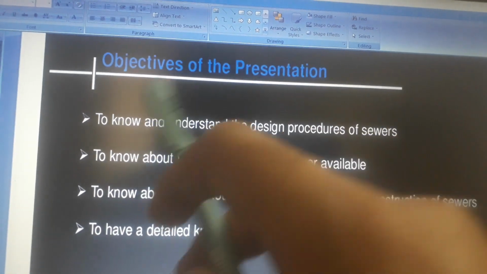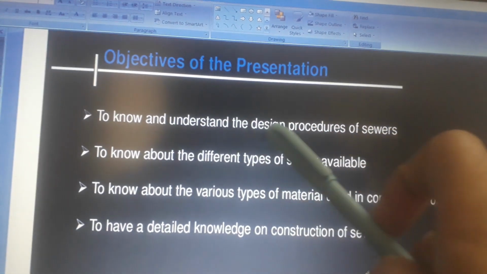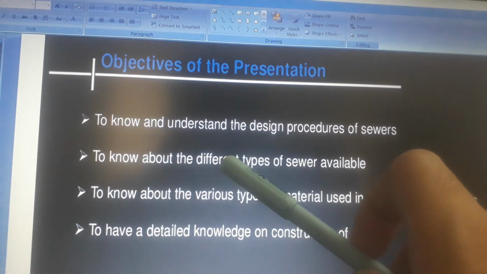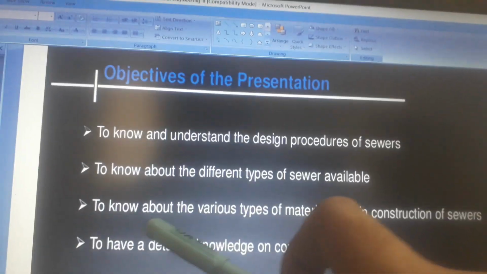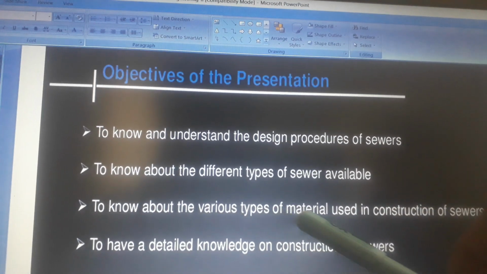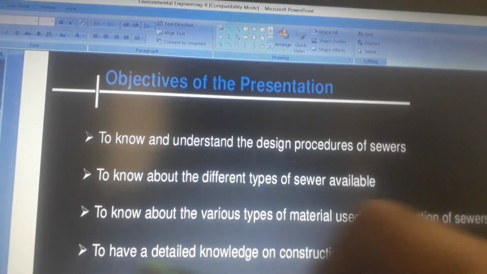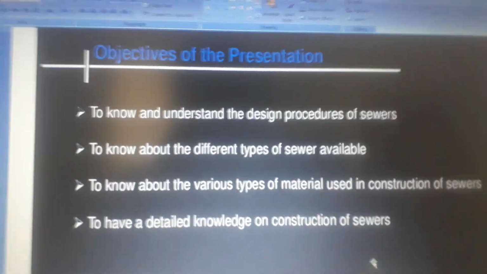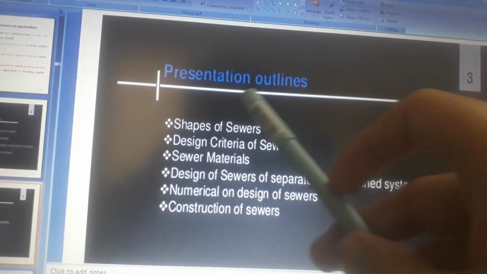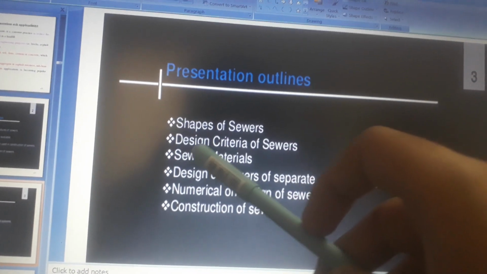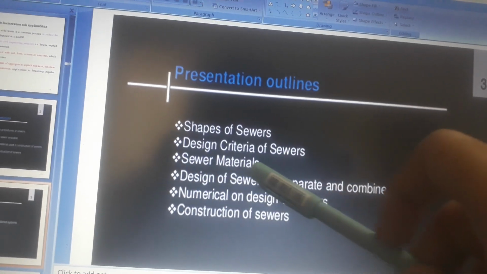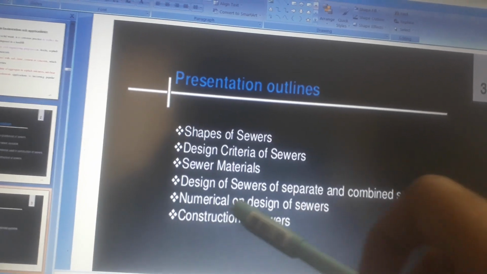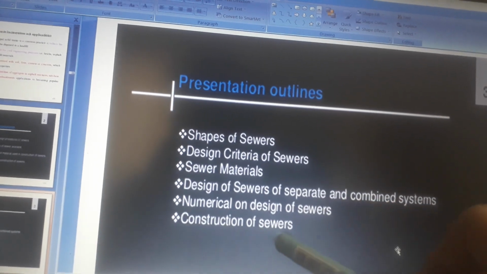Objectives of the presentation: to know and understand the design procedures of sewers, to know about different types of sewer available, to know about the various types of material used in construction of sewers, to have a detailed knowledge on construction of sewers. Presentation outline: shapes of sewers, design criteria of sewers, sewer materials, design of sewer for separate and combined systems, numerical and design of sewers, construction of sewers.